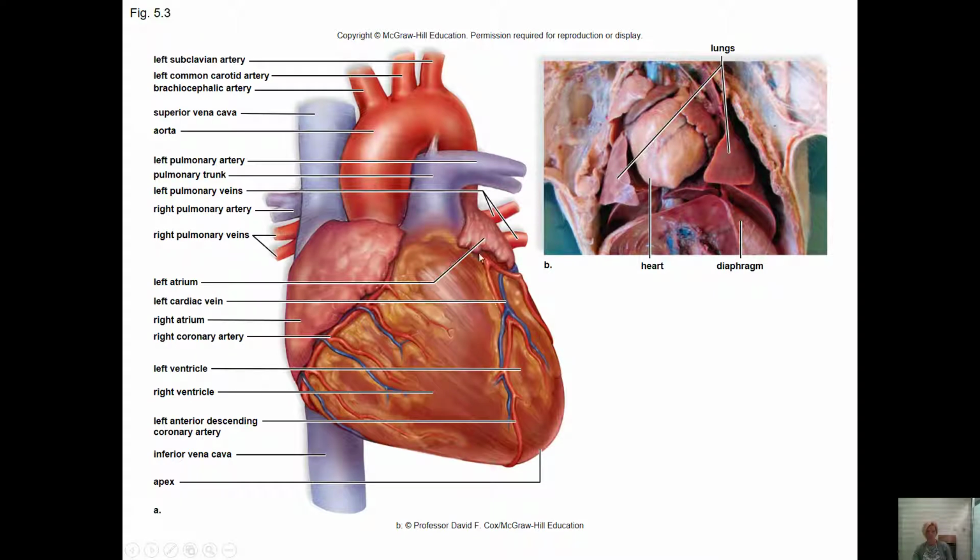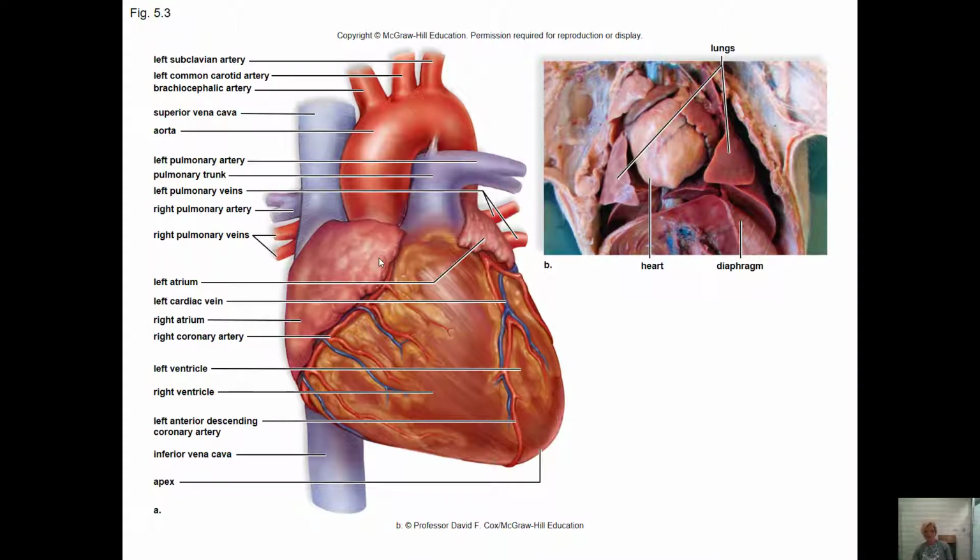So we have the right and left atrium, and the right and left ventricles down below. Those are the 4 chambers of the heart. Remember that the atria receive blood into the heart from the veins, and the ventricles send blood to the arteries when they contract.